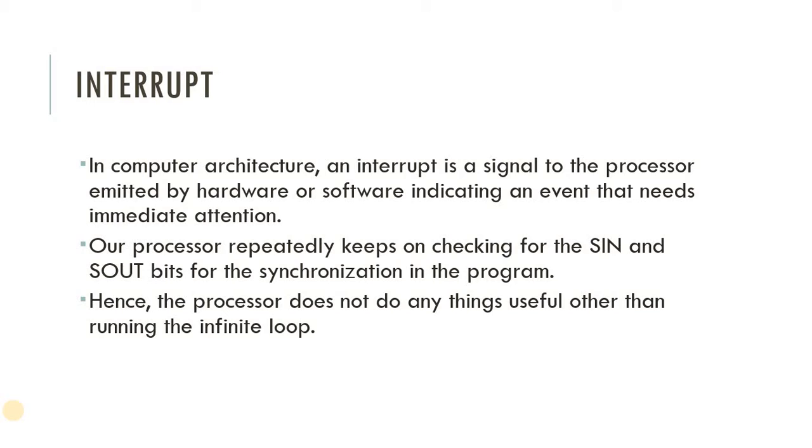that needs immediate attention. So we can say that whenever a program is executed, at that time some signal is received, and that signal needs immediate attention or immediate execution. At that time we need to stop our currently running program and execute that received signal, and then we'll start executing our old program. That signal is called the interrupt.